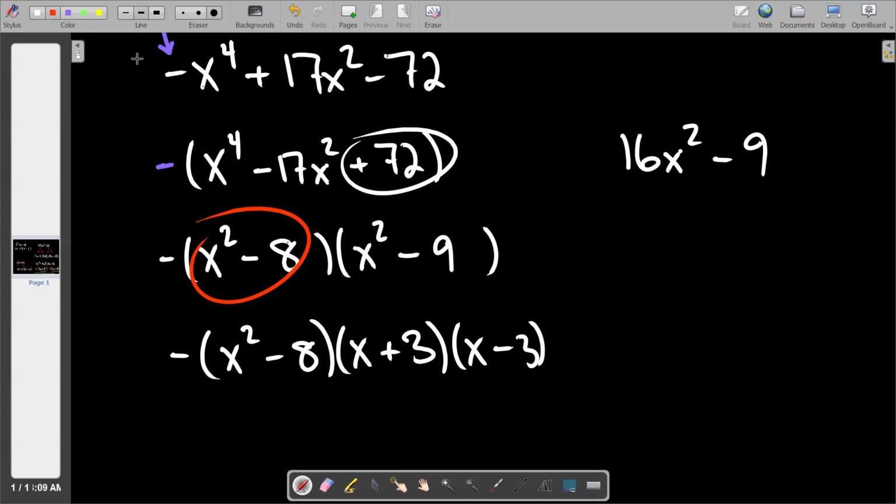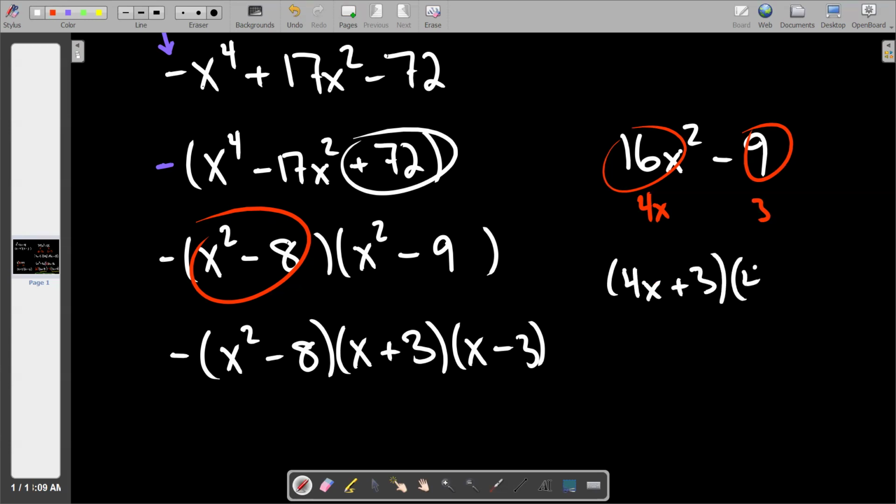What's the square root of 16x squared? 4x. What's the square root of 9? And then we're done. We just have to build the pattern, square root plus square root times square root minus square root. Done. Those problems are just wonderful once you're willing to accept them for what they are.